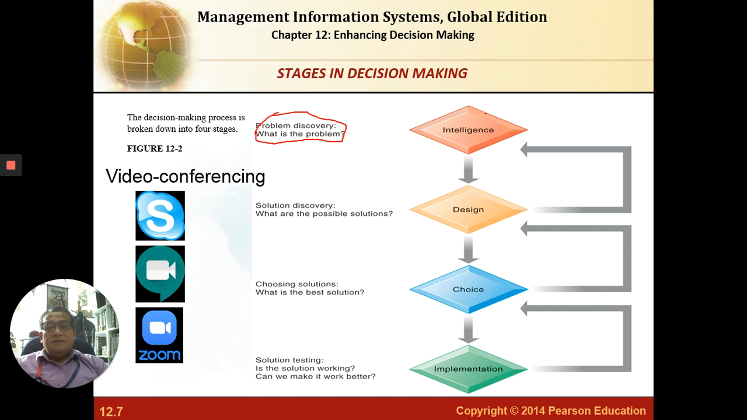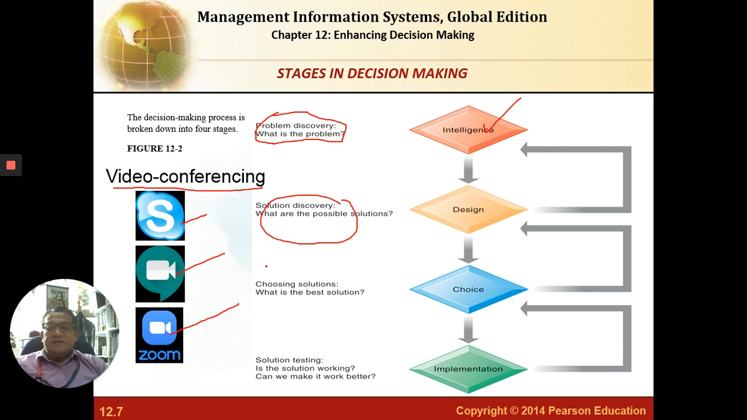For example, you want to meet digitally through the internet with your friends, discussing the best way or method to do video conferencing. So in video conferencing, what kind of solutions can you discover? Perhaps you could use Skype, which has been in the market for many years. You could also use a system like Google Meet. Or you could use newer software like Zoom. From those three options, you gauge which one is the best solution.